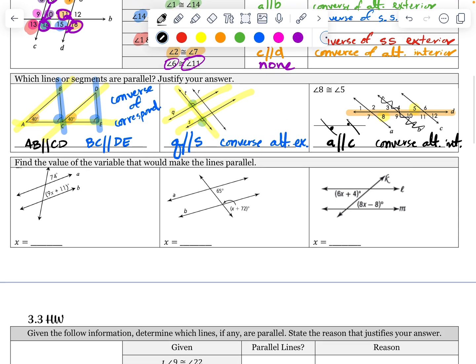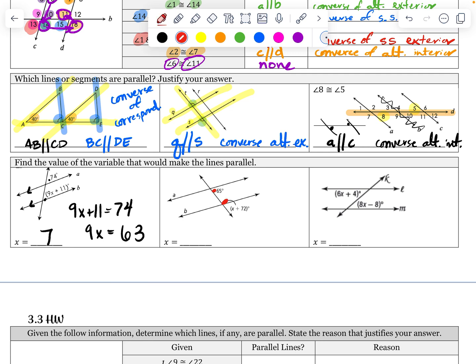Whew, lots happening. Okay, find the value of the variable that would make the lines parallel. So we are saying that A is going to be parallel to B if these two are congruent to each other because they are corresponding angles. So we're going to say 9x plus 11 equals 74. So minus 11 on both sides, 9x equals 63. So x equals 7. So if x equals 7, then A and B are parallel by the converse of corresponding angles theorem. Lots of words there. You got it.